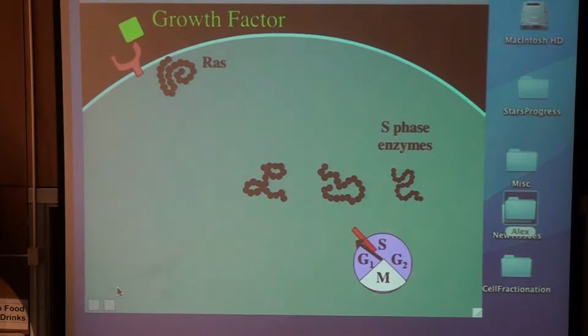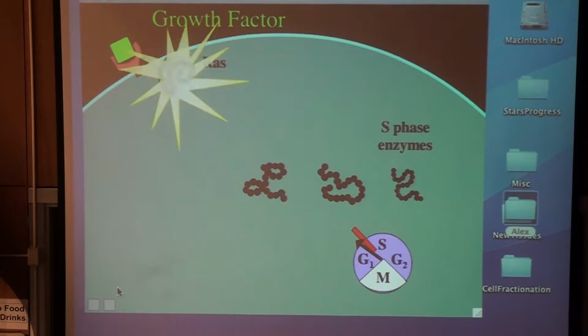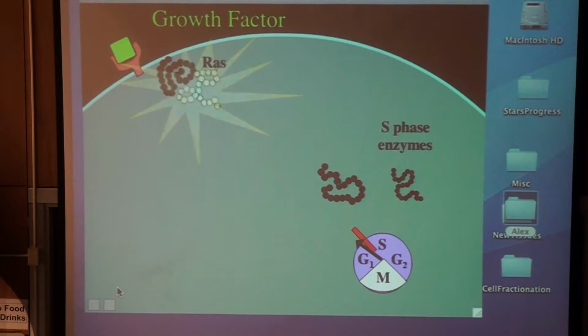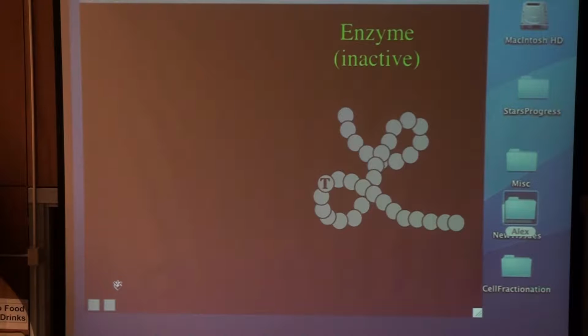Okay, so there's the growth factor. It binds to the growth factor receptor, and that activates the RAS protein. And so now the RAS protein is a kinase, and it's going to add phosphates to the next relay protein to activate it. Usually that next relay protein is a kinase, and it's going to kinase the next relay protein. Here's kind of a close-up of that.